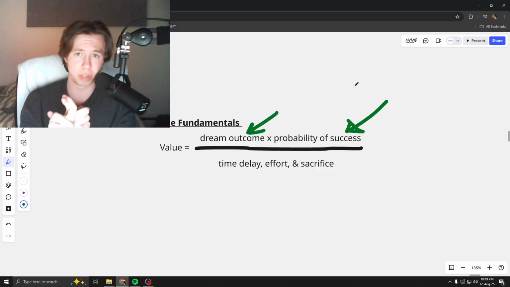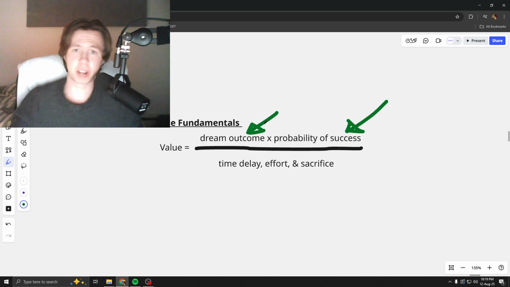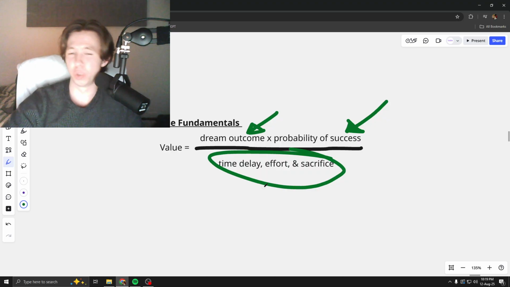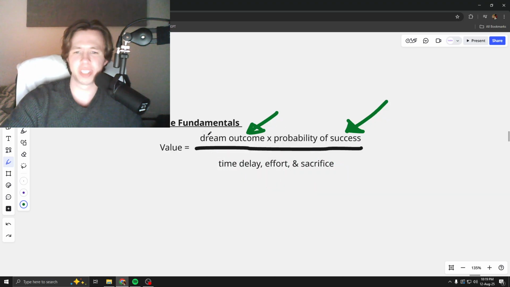How many customers can you get me? And is this actually going to work? If you can answer those two questions as a marketing business, then you have captured the most important factors of the value equation. And time delay, effort, and sacrifice, for a done-for-you service, are all pretty low. My thing is kind of done with you. It doesn't take much time, so this stuff is not that relevant for most agencies. It's really about dream outcome times probability of success, especially probability of success.